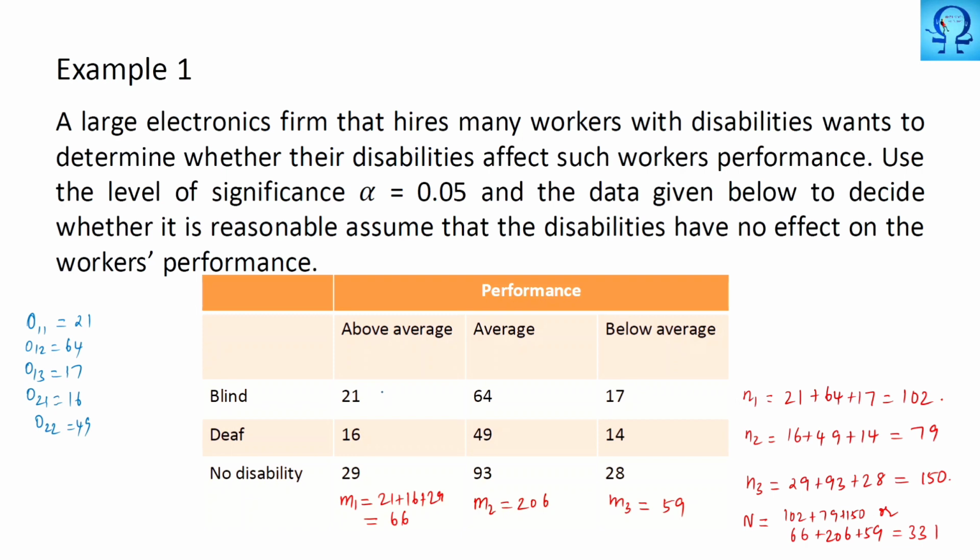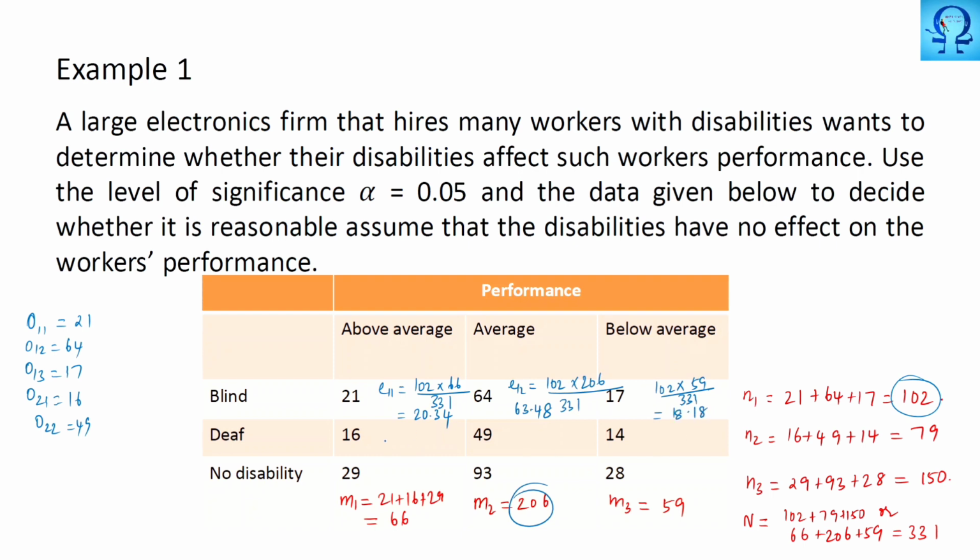In order to calculate the expected ones, E11 is N1 multiplied with M1 divided by the whole N. That is 102 multiplied with 66 divided by 331, and this will give you 20.34. Here your E12 is 102, so the corresponding row and the corresponding column you will have to multiply, divided by the whole thing, 331. So this is 63.48. And similarly here it is 102 product with 59 divided by 331, which is 18.18.